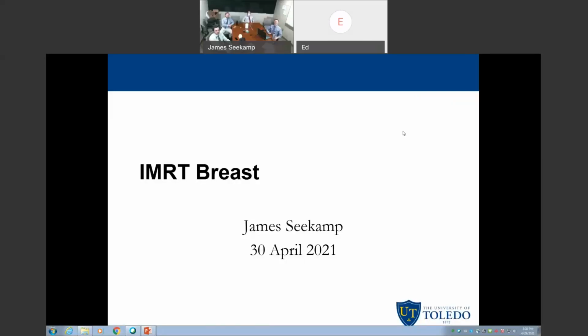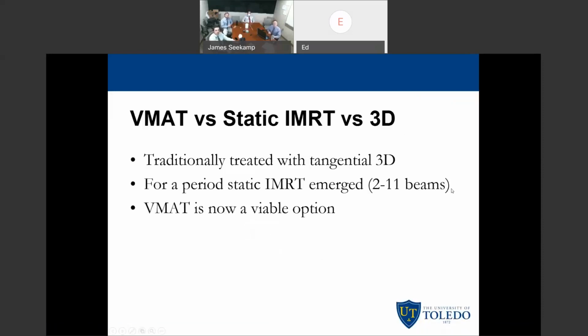All right, I'm going to be talking about IMRT breast. It's going to be a comparison of VMAT, static IMRT, and 3D. As we all know, conventionally, breast is treated with 3D tangents. There's a time period where people were investigating static IMRT beams using 2 to 11 beams. But now that VMAT is very common, when you're talking about IMRT breast, it's generally VMAT.